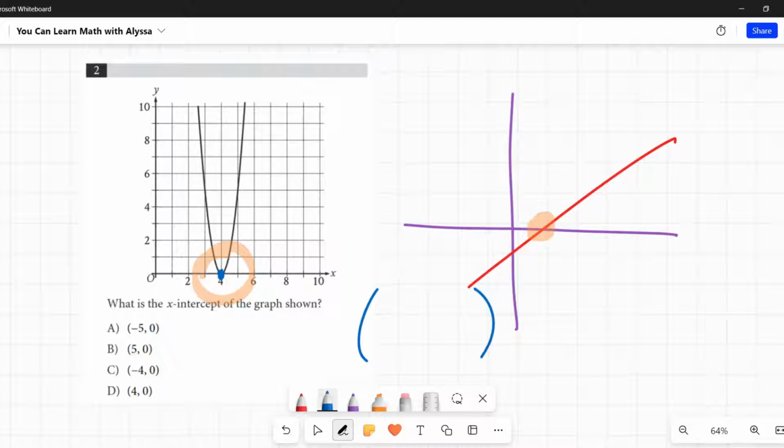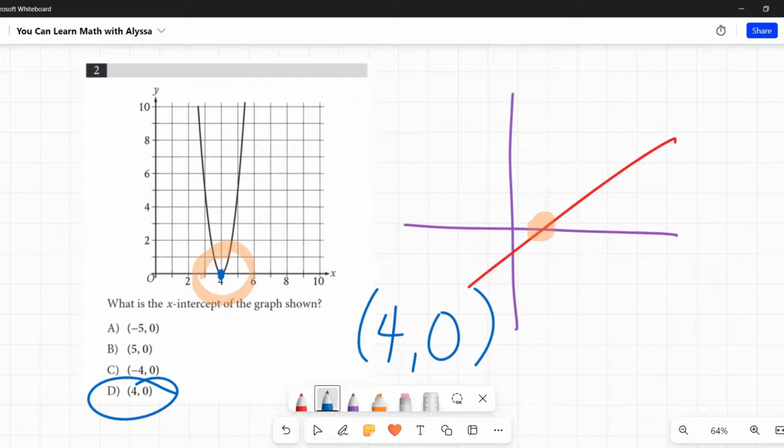When we're writing coordinates, we write the x value first. So it is 4, 0. It is 4 over, but it does not go up. 4, 0 is that x-intercept, and that would be D is my answer.